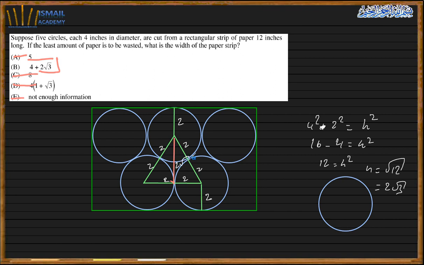So this is 2 square root of 3 plus 2 and plus 2. So it's going to be 2 plus 2 plus 2 square root of 3. It will give me the width of the paper. So it's going to be 4 plus 2 square root of 3. And this is what we choose after we eliminate the other choices.